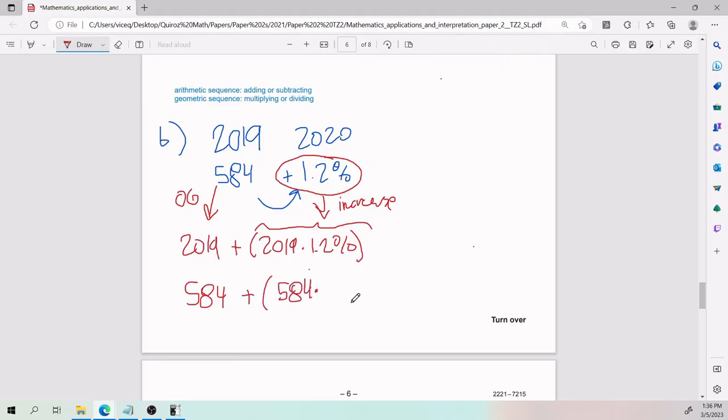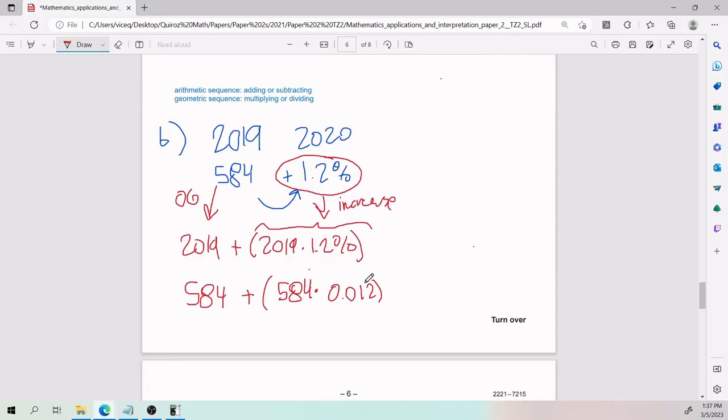Times 1.2%. Now, how much is 1.2% in decimals, to be able to plug into my calculator? It's actually 0.012. Now, for anyone that is like, huh, what? Give me a second, see?